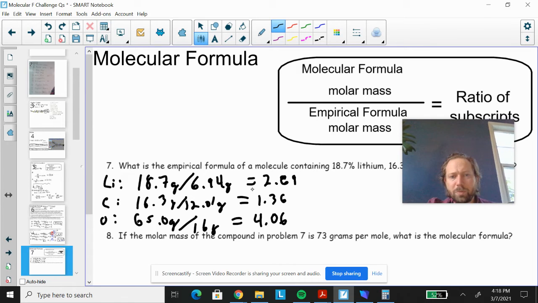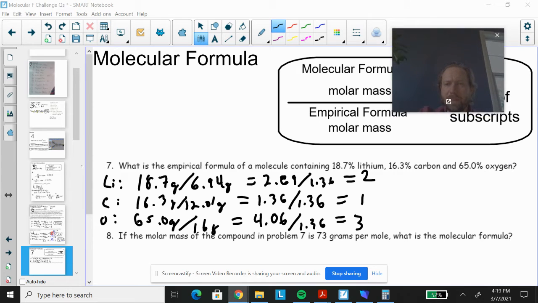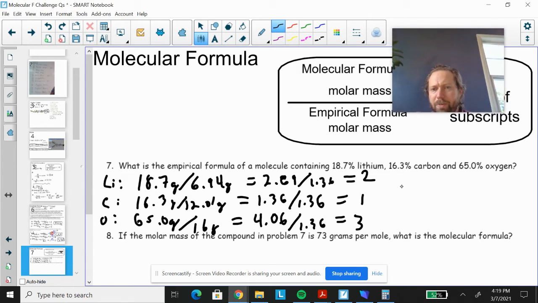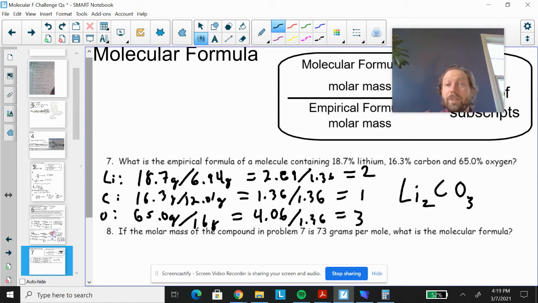Looking at this, the smallest number is 1.36, so divide by that. And what we get is roughly 2, 1, and in this case 3. Again, you can do it in your calculator, but that's what you get. So the empirical formula is Li2CO3.